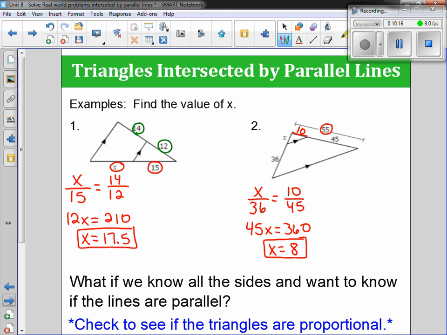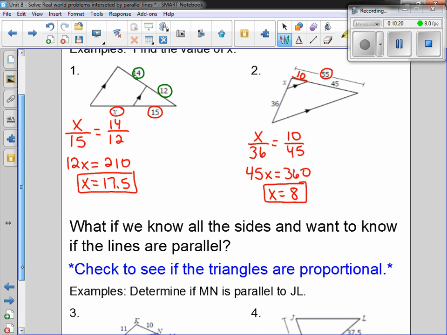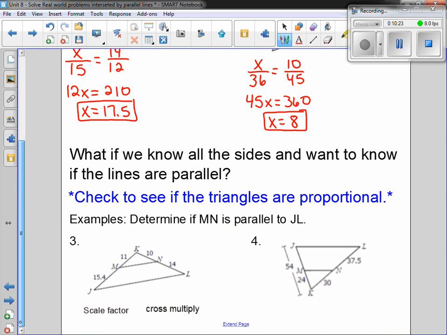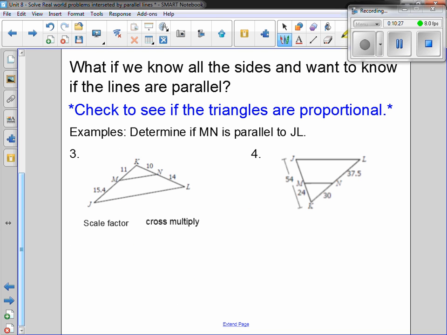We're now going to take a look at the converse where I'm given the proportionals and I want to determine if the lines are in fact parallel. In order to do this, I actually have two options. I can use a scale factor method, making sure that my scale factors are both the same, or I could cross multiply, making sure that my cross products are the same. I'll show you both methods in number 3.